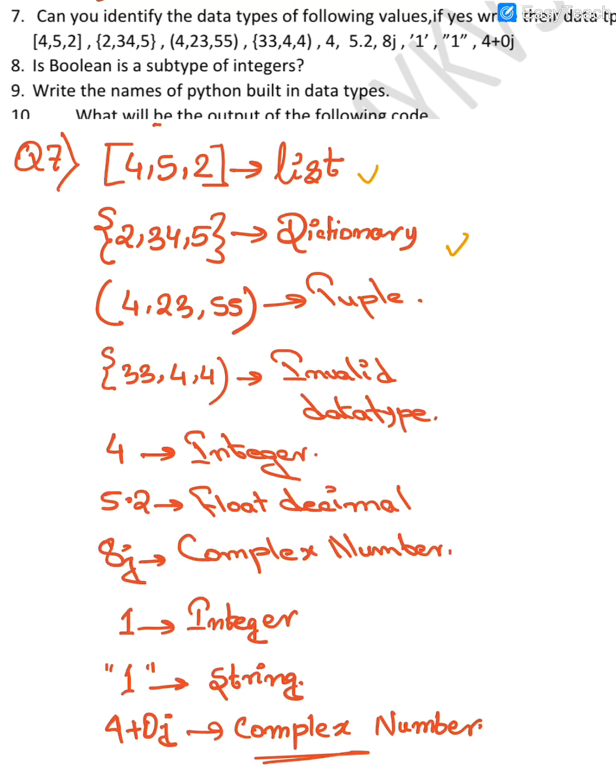The next one is invalid because it's starting with the second bracket and ending with the first bracket, so it's not at all a data type. 4 is integer, 5.2 is float or decimal data type, 8j is a complex number data type, or just complex, 1 is integer, and if the same one is enclosed in quotation it becomes a string, and 4 plus 0j is again a complex number data type.